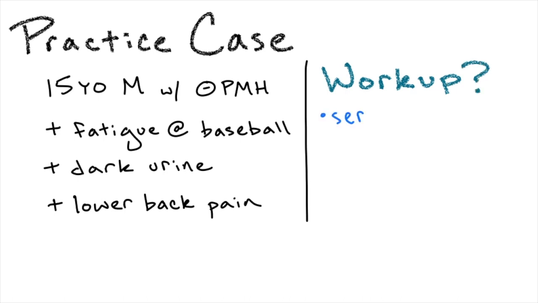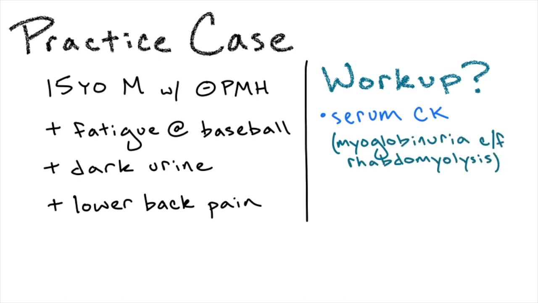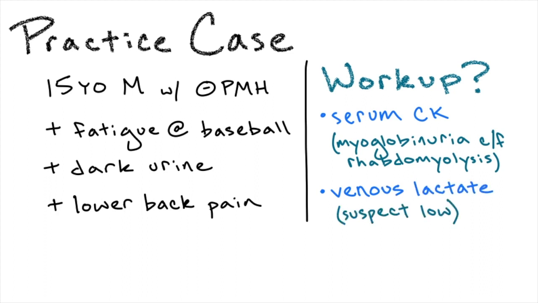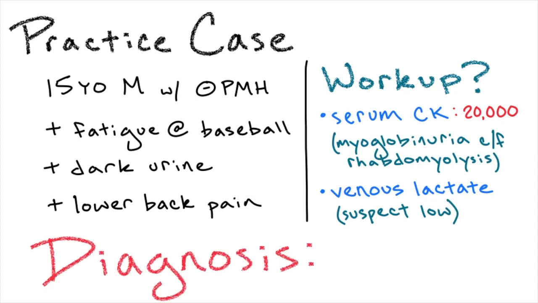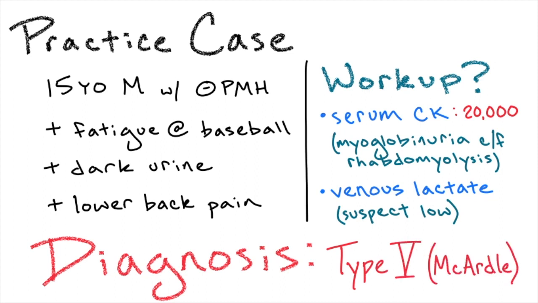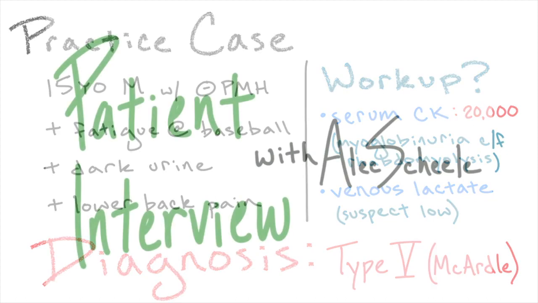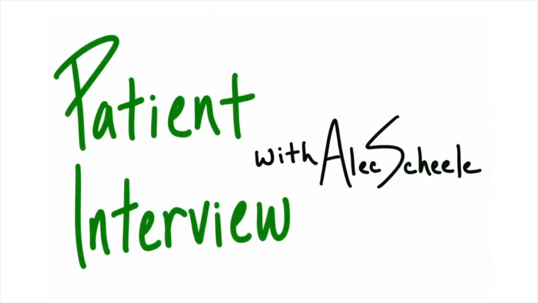If you included serum CK in your initial workup, you are correct. Dark urine is concerning for myoglobinuria as a result of rhabdomyolysis. If you also wanted to look for a flat venous lactate curve with normal rise in ammonia during exercise, you are double right. The serum CK comes back at 20,000 plus, and you are concerned for which type of glycogen storage disease. If you said GSD Type 5 or McArdle Disease, you are correct and have just diagnosed my younger brother, Alex Sheely.